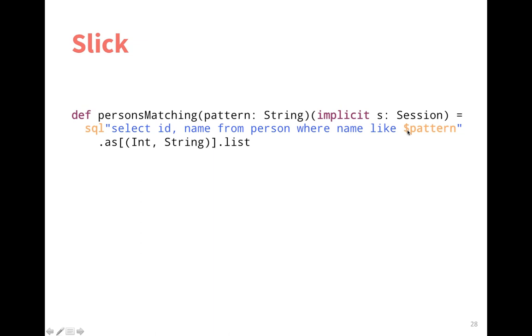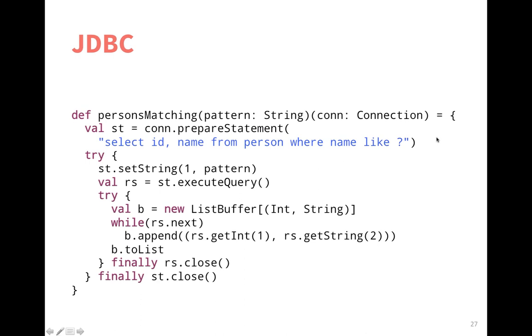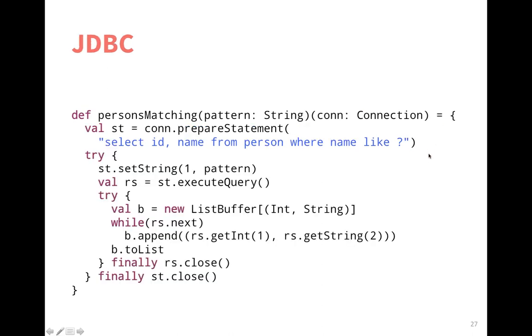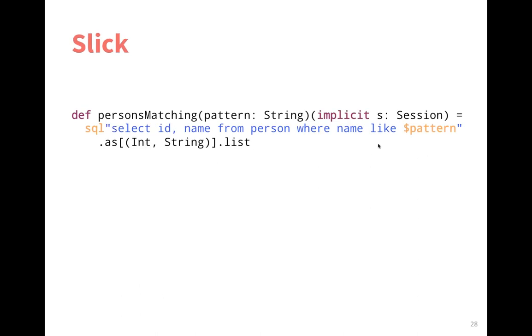So when you insert this variable $pattern in here, it will not just dump that into the query string. So there's absolutely no danger of a SQL injection attack happening here. This pattern actually gets replaced by a question mark. You end up with exactly the same string as here, which gets sent to the database, and the actual value of the pattern is put as a parameter into a prepared statement, just like you would do it by hand. Except it's much simpler to write. Then you just tell it what kind of return type you expect and call .list to get a list of these values out of the database.